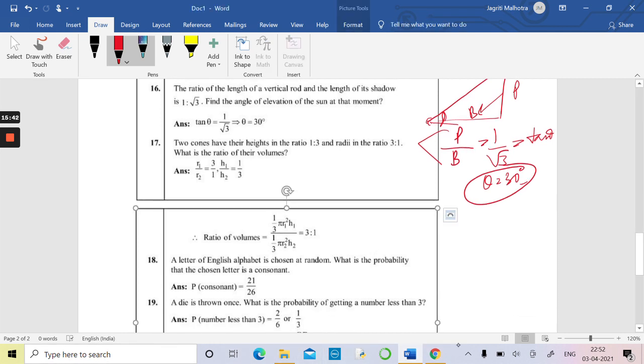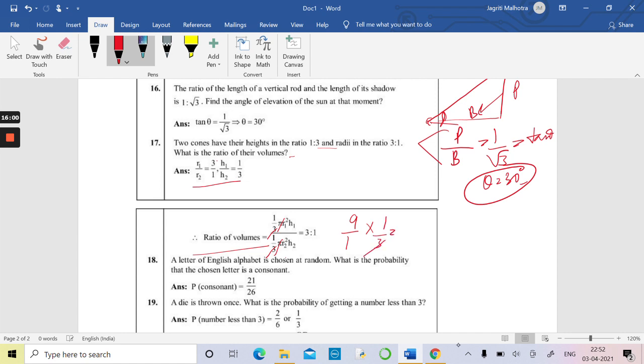Now next, two cones have their heights in this ratio and radii in this ratio. What is the ratio of the volumes? This is given to us, and the ratio of volumes is this. Now we cancel this, this. R1 square upon R2 square will be equal to 9 upon 1, and H1 upon H2 equals 1 by 3. That means this equals 3.